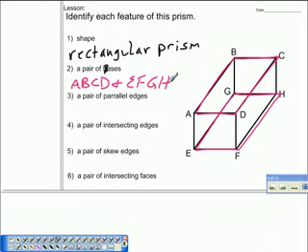Now, the rectangular prism is the only one where you could pick which bases you're going to have. If it's a hexagonal prism, the top and the bottom bases are hexagons. You don't have any choice. You just have to pick those. All right.